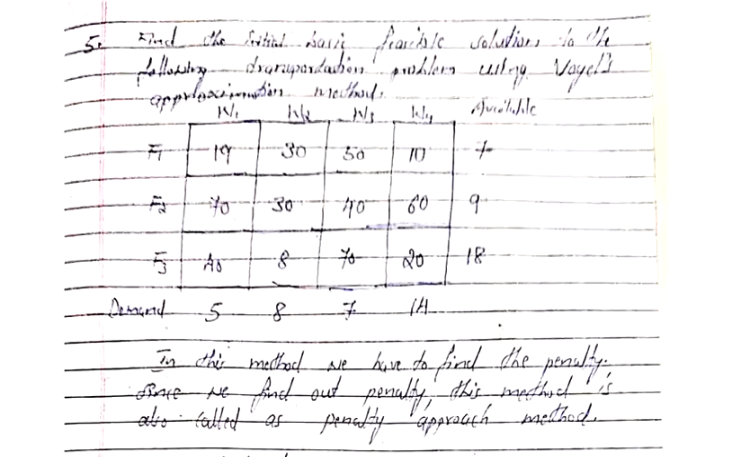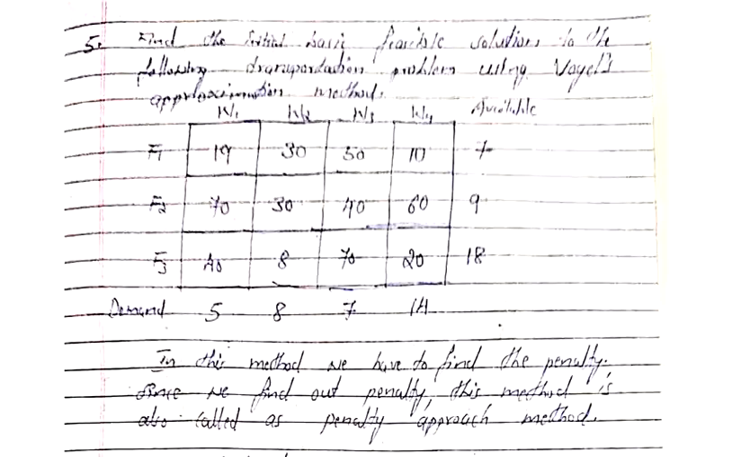So we have factories and warehouses, 4 warehouses and 3 factories. So 19, 30, 50, 10, 70, 30. The numbers in the matrix represent the cost, and we have the available capacity in the last column, that is 7, 9 and 18. At the same time the demand is mentioned in the last row, that is 5, 8, 7 and 14.